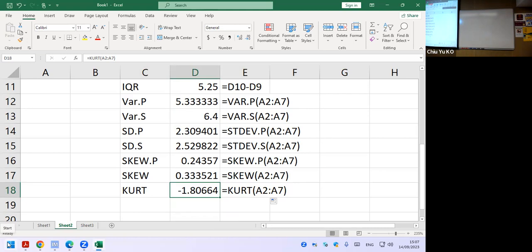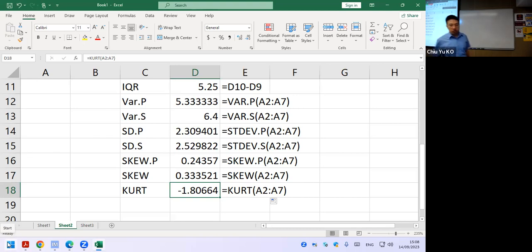Exactly. We've done all the calculations. If you're given data, you should be able to say how you can calculate all these things. Of course, the Excel things are very easy, but do remember that A2 to A7 is because of the data. If your data is longer, it changes. This part you have to change, this thing is the same, but this adjusts according to where you put the data. Then a question.